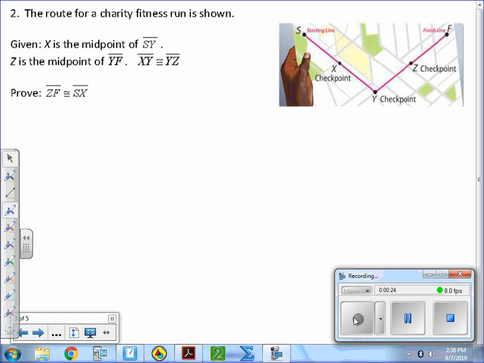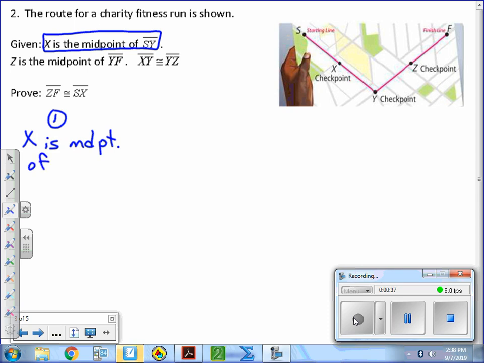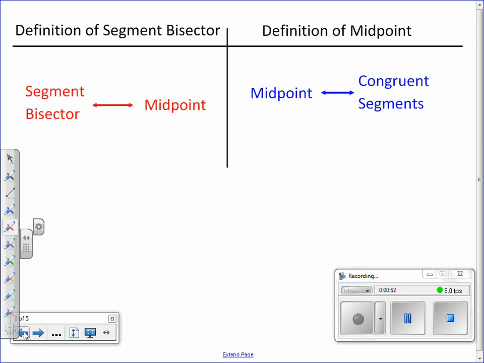It's not always the first thing that's written, but I am going to start with this first statement. So X is the midpoint of segment SY. And when I have a midpoint, just like in the last proof, I guess I should say that's given. I have a couple options of what I can say with that. Because I have a midpoint, I have a segment bisector, or because I have a midpoint, I have congruent segments. These are both those definitions.